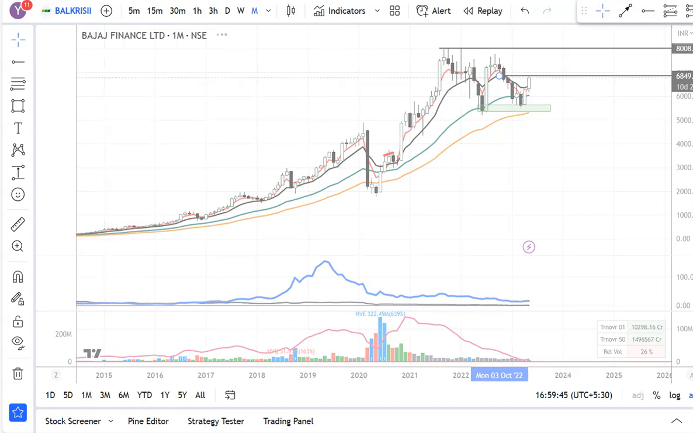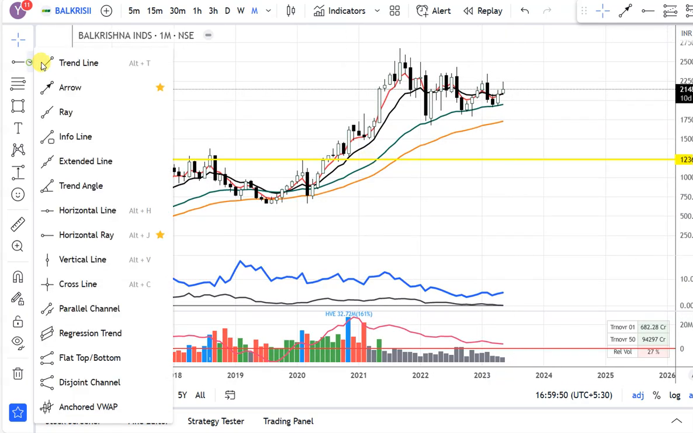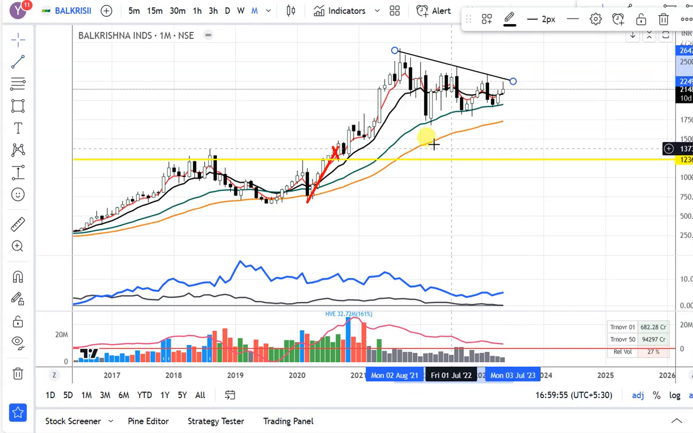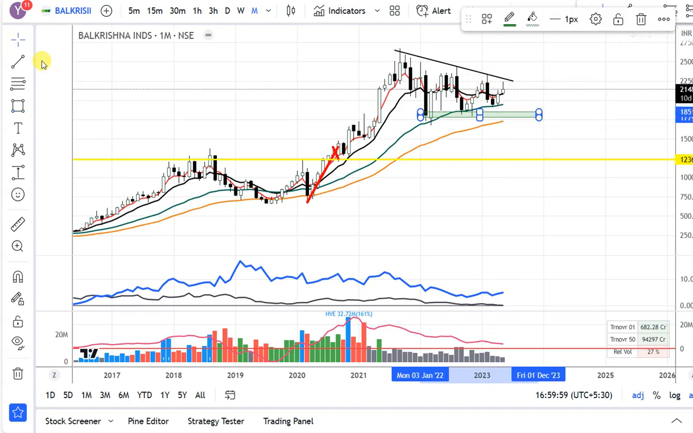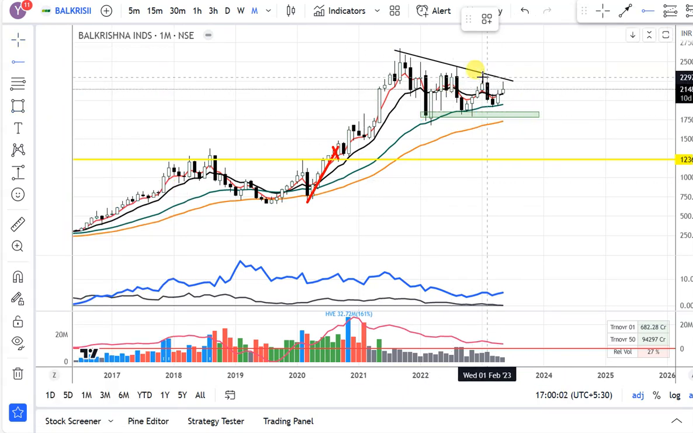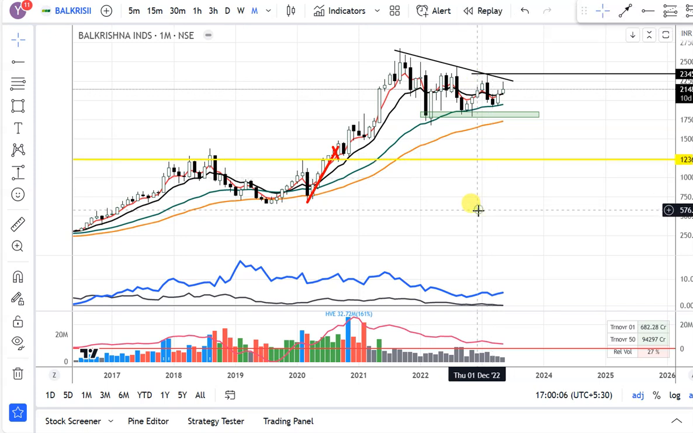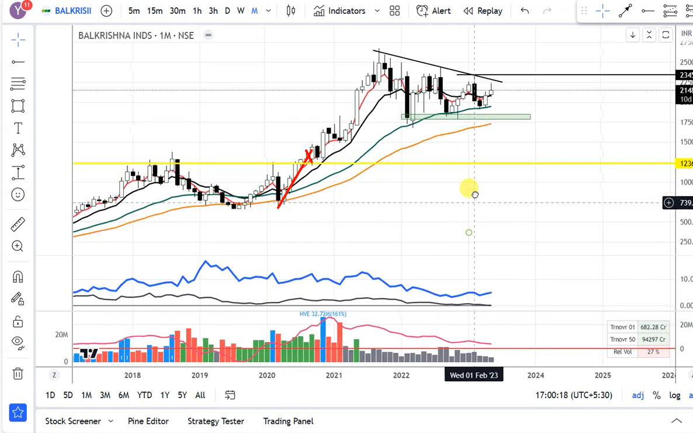See Balkrishna Industries. This is a very good potential stock right now. Okay, keep this in mind. If it gives a very strong closing above 2345, then we can see a strong rally coming into the stock. Okay, so we need to wait and see how it performs around 2345. If 2345 is not broken, then the stock will still stay in that range between 2345 and 1750.